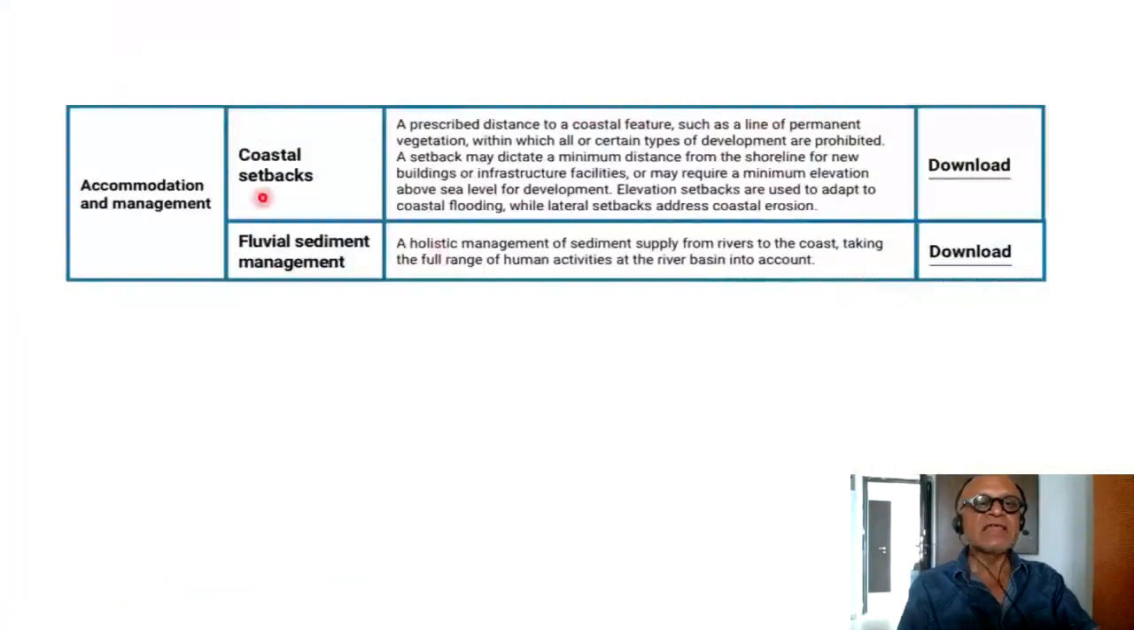Okay. Finally, accommodation and management, coastal setbacks and fluvial sediment management. So this is harder than one imagines because it involves incentivizing people to move away from the coast. So a prescribed distance to a coastal feature, such as a line of permanent vegetation, within which all or certain types of development are prohibited.